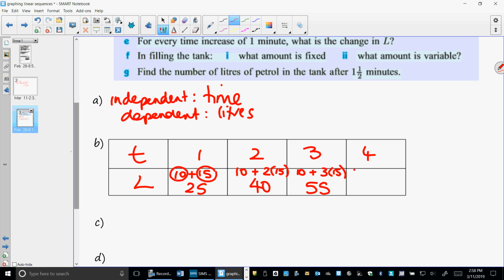And then here we'll have 10 plus 4 lots of 15. Not 60. 65. Good.